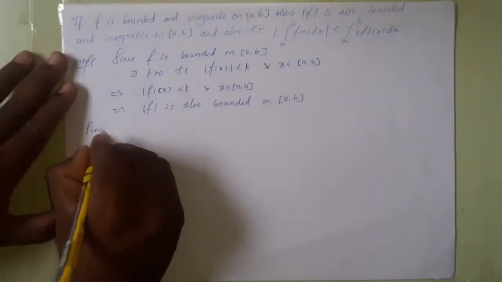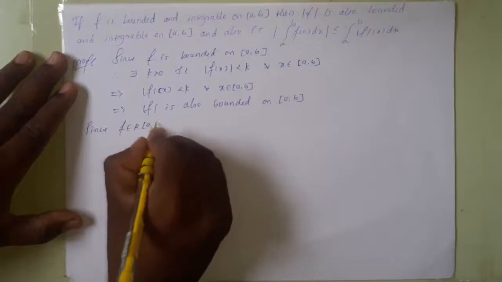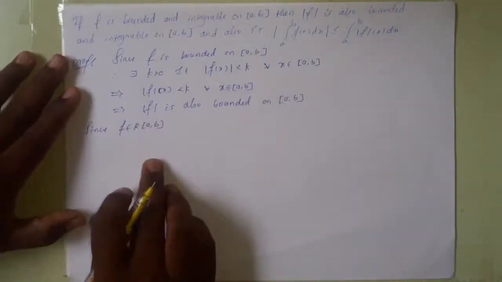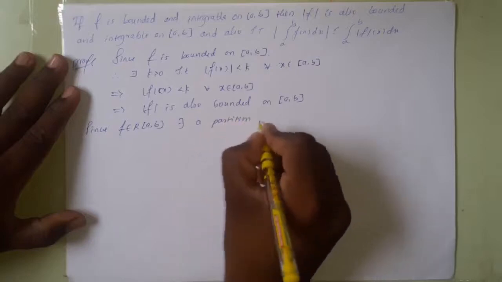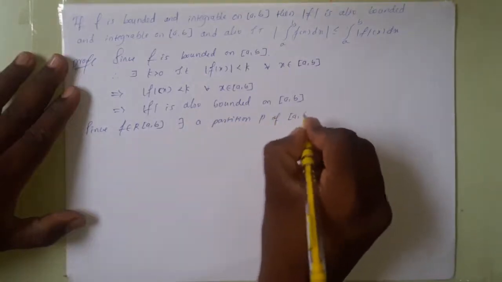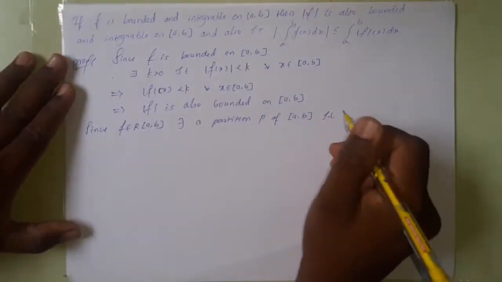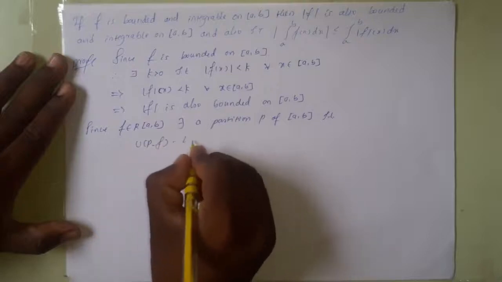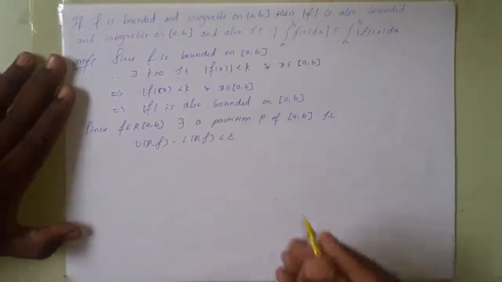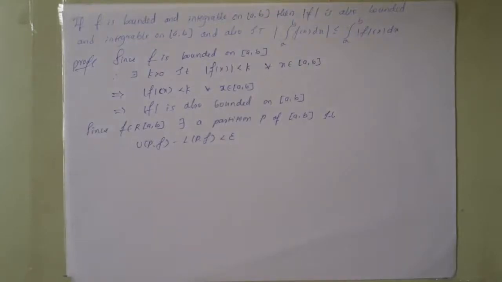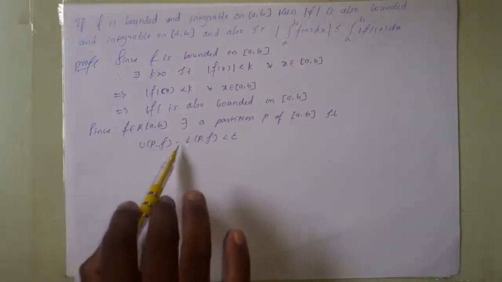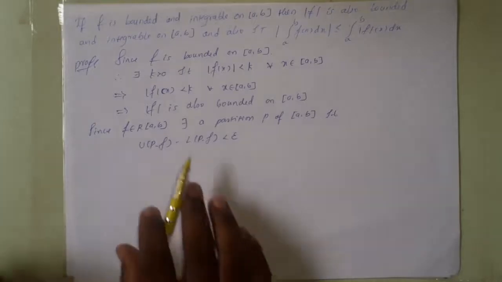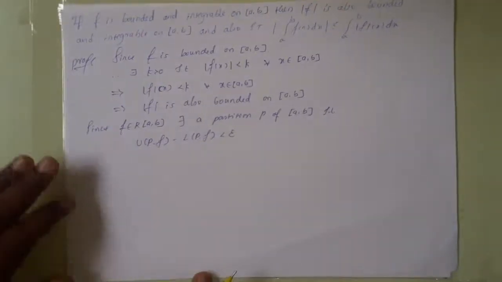Now, since f belongs to R[a, b], meaning f is a Riemann integrable function, there exists a partition P of the closed interval [a, b] such that U(P, f) minus L(P, f) is less than epsilon. So, this is the necessary and sufficient condition for the function f to be Riemann integrable. Here f is already Riemann integrable. Therefore, we can write the condition U(P, f) minus L(P, f) is less than epsilon, and if this condition is true, then we can say that f is Riemann integrable.